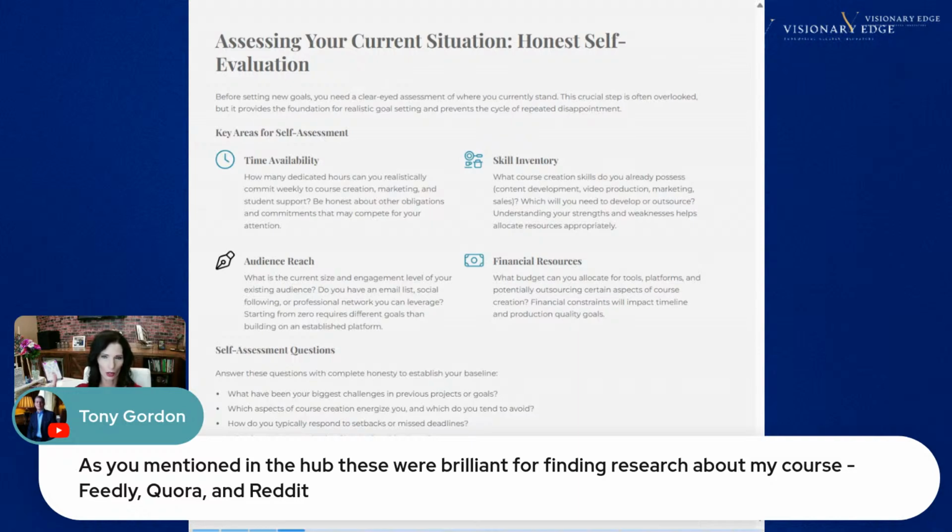Again, as your audience grows, as your social proof grows, you're going to be able to set higher and higher revenue targets each and every month, each and every quarter as you move forward in your business. And it's going to help prevent the cycle of repeated disappointment. So a key area you want to self-assess is your time availability. How many dedicated hours can you realistically commit to your course creation, your marketing, and your student support?